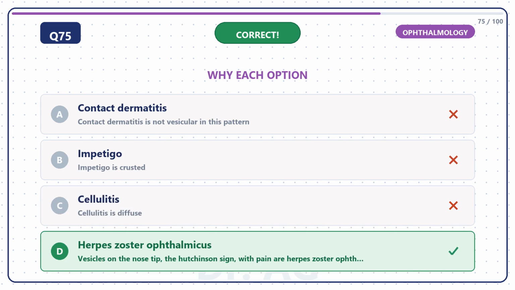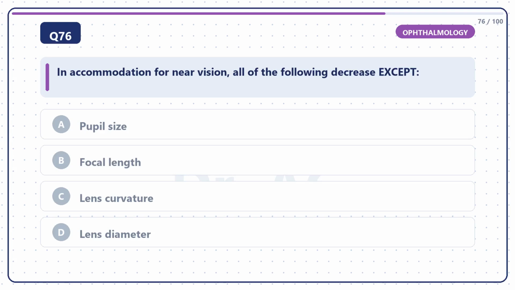Vesicles on the nose tip, the Hutchinson sign, with pain are herpes zoster ophthalmicus. So, the right answer is option D, herpes zoster ophthalmicus. Question 76. In accommodation for near vision, all of the following decrease except option A, pupil size. Option B, focal length. Option C, lens curvature. Option D, lens diameter.